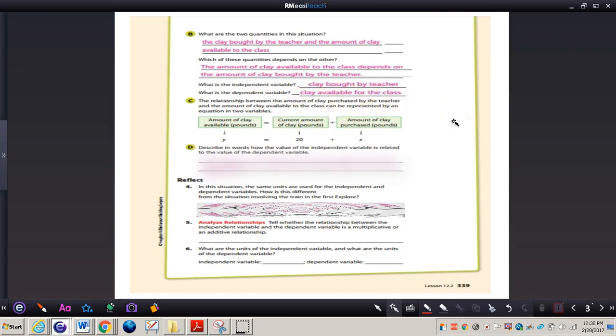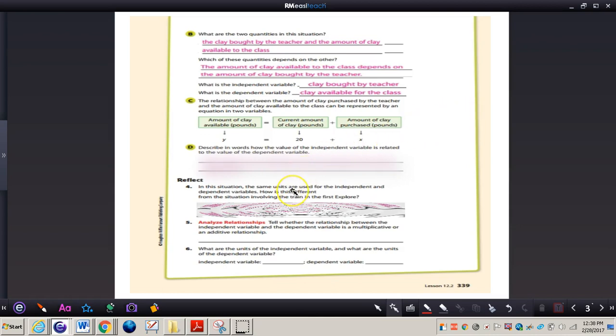So taking a look at C, it says the relationship between the amount of clay purchased by the teacher and the amount of clay to the class can be represented by an equation in two variables. So we can see the amount of clay, y, equals 20 plus x. So we can see that would be the equation with those two variables. So in other words, the amount of clay available will equal 20, why 20? Because that's how much clay they started out with, plus x.